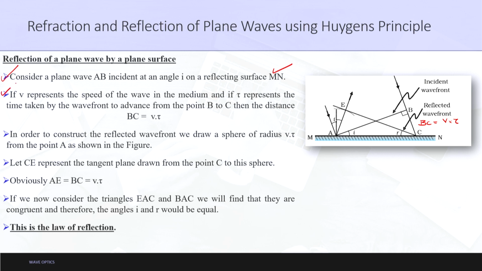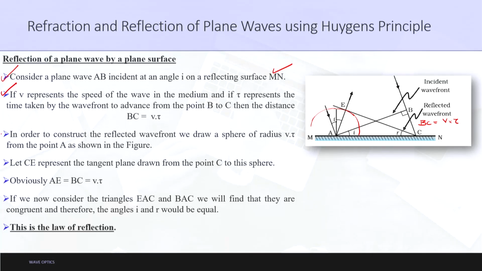Now, in order to construct the reflected, please make sure it is reflected and not refracted wavefront. So, in order to construct the reflected wavefront, we draw a sphere of radius v into tau from point A as shown in the figure. So, now a sphere is being drawn. We draw a sphere having the radius v into tau, because the medium is same, hence the velocity will be same. If the velocity is same, the radius will be v into tau only. There won't be any v2 or v1 applied in this concept. So, in order to construct the reflected wavefront, we draw a sphere of radius v into tau from point A as shown in the figure.